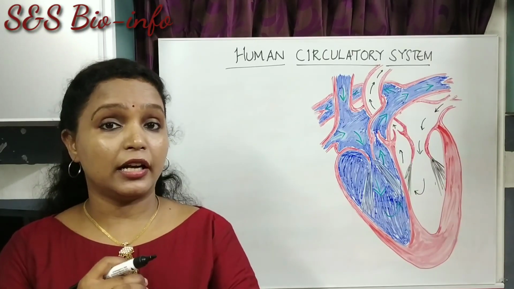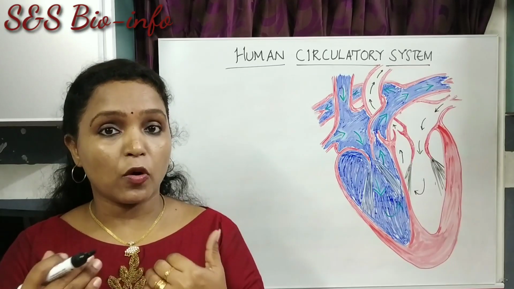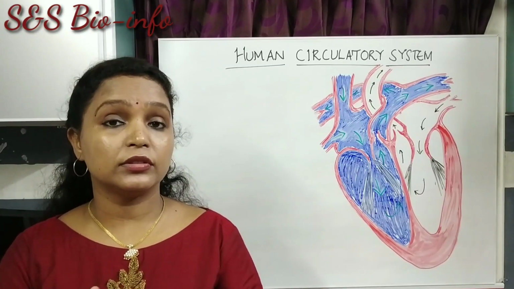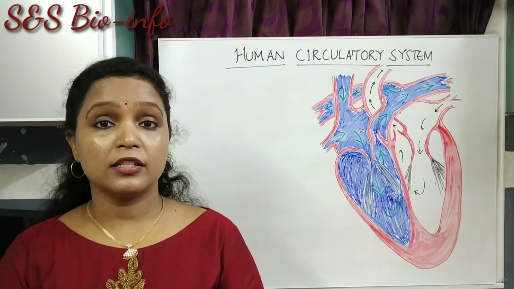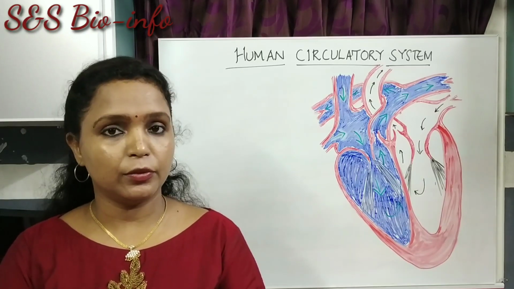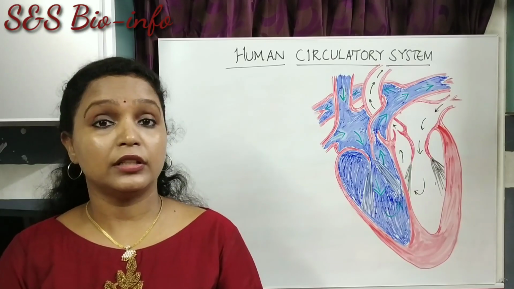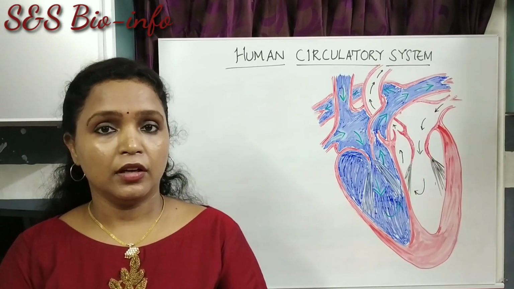We have already learned about the respiratory system. The respiratory system is responsible for gaseous exchange, because oxygen is required for energy production in the body. So we have a specific mechanism for inhalation as well as to get rid of carbon dioxide from the body. Similarly, we have another system in the body, that is our circulatory system or transportation system.